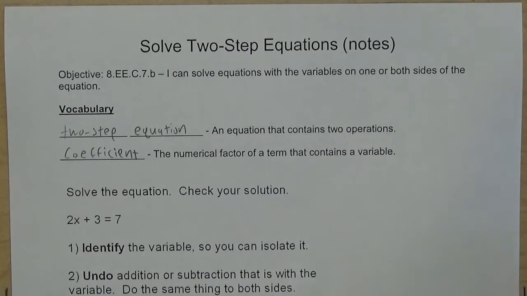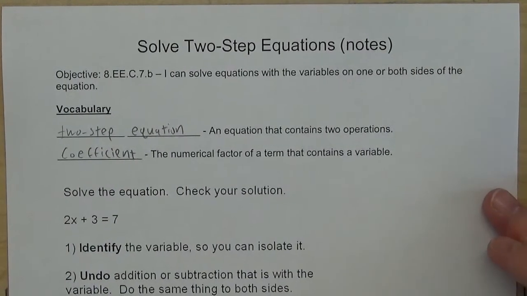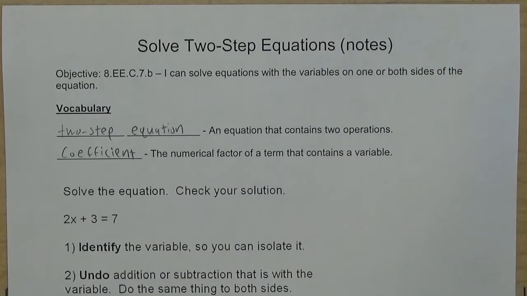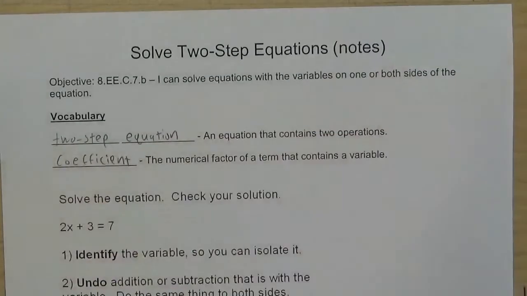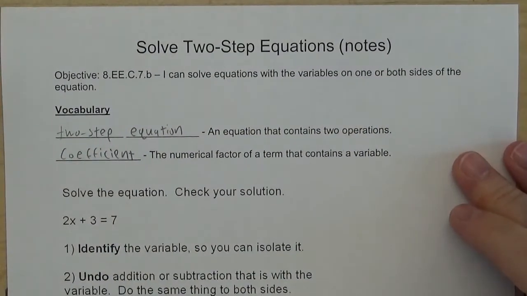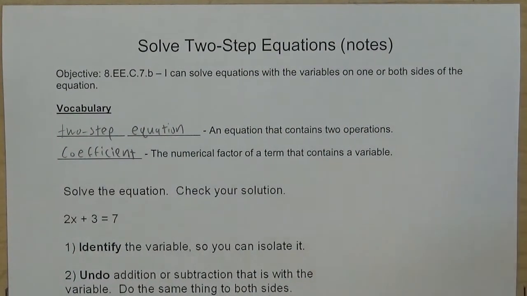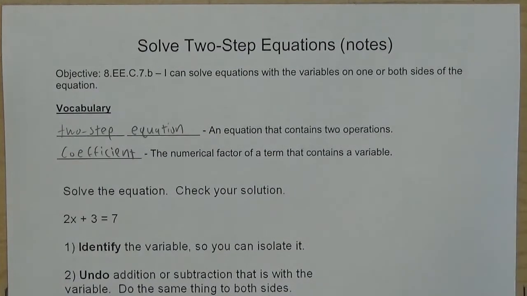So you'll hear us use that term throughout the rest of the time working with equations. You'll get used to it, but it's just any number that's with a variable, basically. So let's take a look at our steps here. It says solve the equation, check your solution. So we're going to look through these steps and work on solving this equation, 2x plus 3 equals 7. The first thing is to identify the variable so you can isolate it.